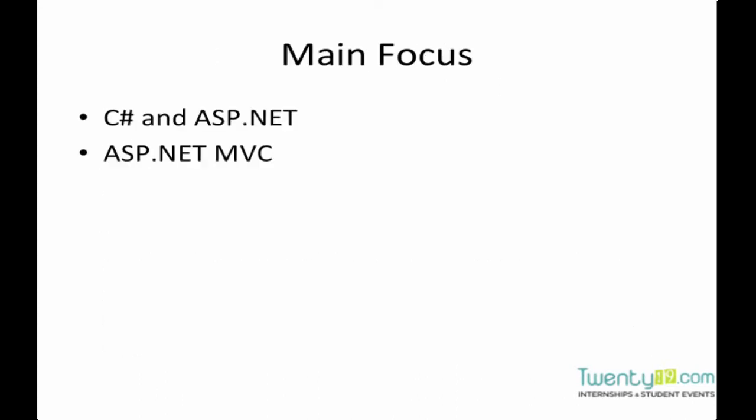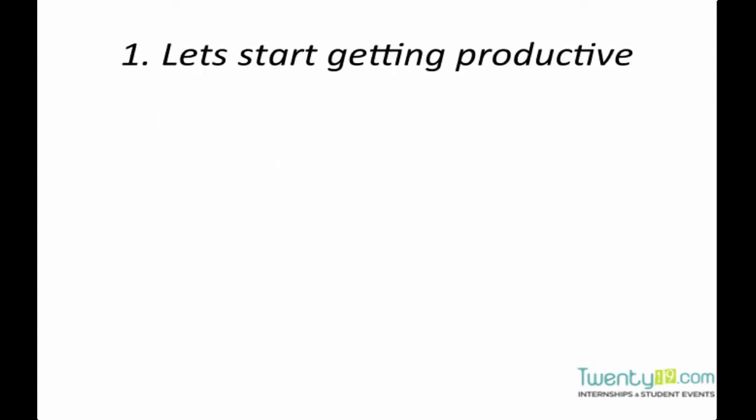The main focus of this course is going to be learning C Sharp and ASP.NET, and also the ASP.NET MVC architecture. I'm going to take you through the content of this course chapter by chapter. The first chapter is called Let's Start Getting Productive. In this chapter, you're going to help me build a visiting card. Yes, you heard it right. You are going to help me build a visiting card.